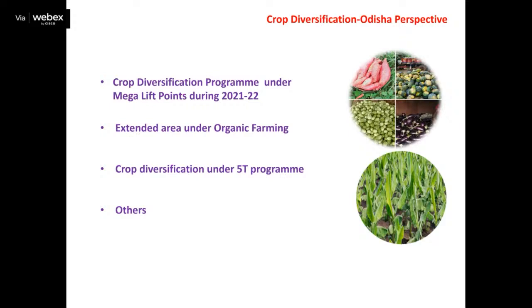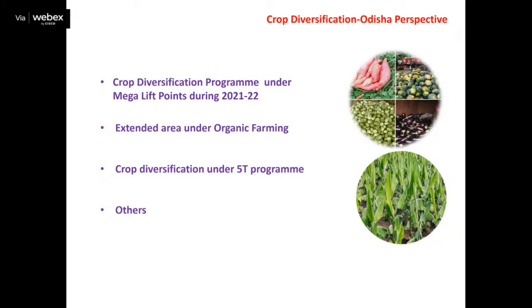Next, as for the Odisha prosperity concerns, sir, our government is taking maximum steps for crop diversity in horticulture during different programs like the crop diversification program under Mega Lift Points, crop diversity under organic farming, and crop diversity under 5T programs. Sir, just a record: in 2021, around 19,000 hectares have been diverted to vegetables under crop diversity Mega Lift Points. Similarly, under 5T programs, around 14,000 hectares have been diverted to horticulture, and also over the last 10 years under organic farming we have brought around 20,000 hectares under horticulture crops. So all are evolved around these crop diversification programs.